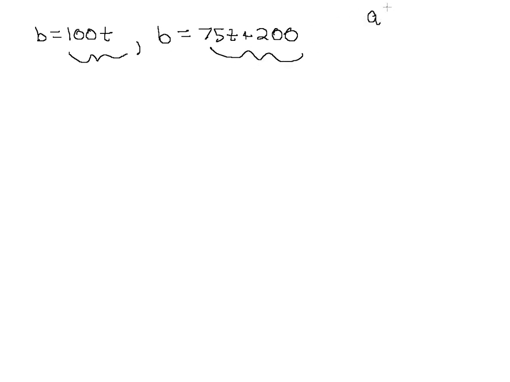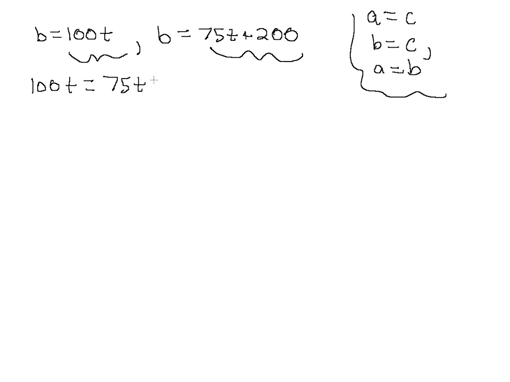Well, if you recall something that we already know, not to insult your intelligence, if a equals c, and b equals c, then we can deduce that a equals b. So if b equals 100t, and this equation also equals b, we can plug in 100t for b here, or in essence, set these two equations equal to each other and solve for t. That's actually what we did. We set 100t equal to 75t plus 200, and we solved for t, which turned out to be 8.